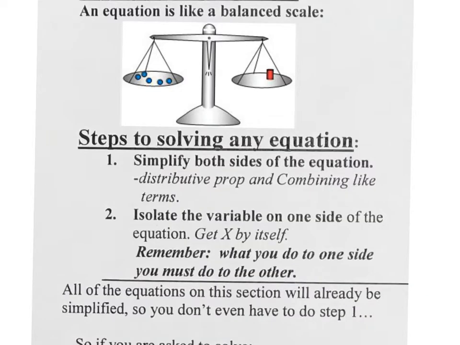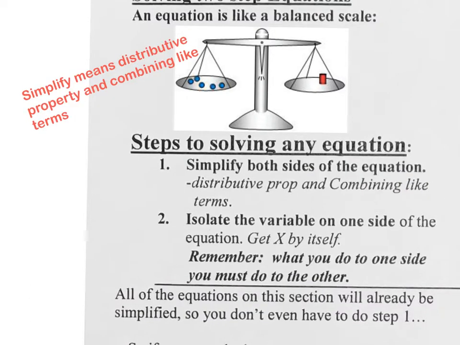So let's jump to this handout that we have. And right here we have the steps to solving any equation. Emphasis on any. We're going to have some crazy equations next week and the following week and a month from now. And in Algebra 2, we're going to have some crazy equations. And these are the steps to solving any equation. So step 1 is to simplify both sides of the equation. You guys remember what simplify means? Simplify means distributive property and combining like terms, right? And that's what it says down here, distributive property and combining like terms. You're always going to distribute before combining.